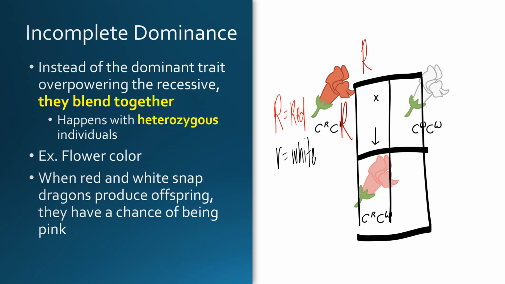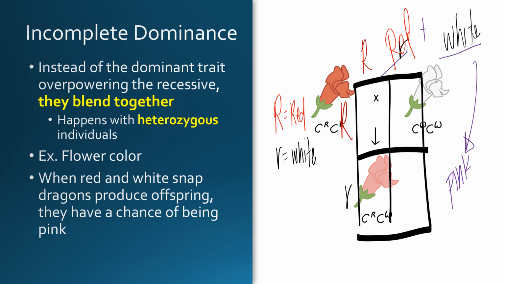So let's look at our example. When a red snapdragon breeds with a white snapdragon, we end up with a possibility of having pink offspring. So incomplete dominance is when we have the dominant trait plus the recessive trait producing an offspring that is kind of in between.